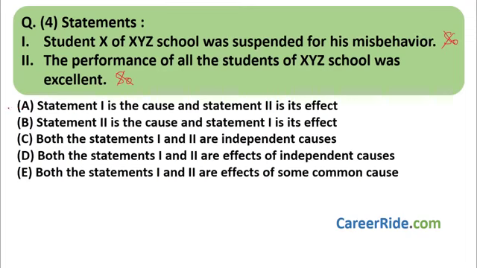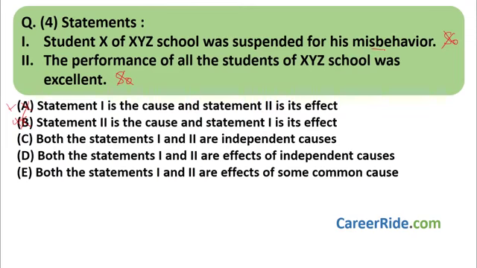So option 1 and 2 are not useful at all, okay, so cancel them. None of them seems like a combination of cause and effect. Now let us see if both of them are causes, okay. Here they have given student X was suspended for his misbehavior.